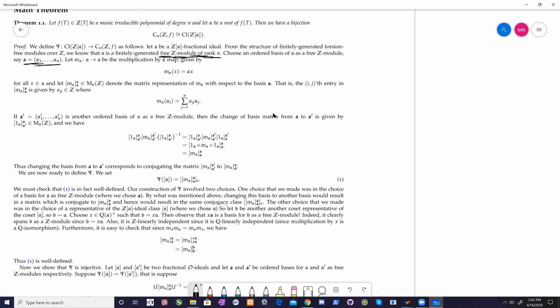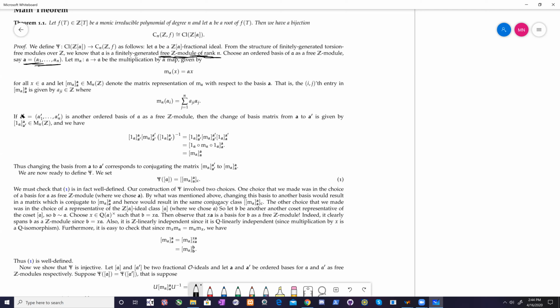Essentially, what this means is that the i, jth entry of this matrix is given by a sub j, i in Z, where this a sub j, i comes from this relation here. This is the usual matrix representation map that we do in linear algebra. And a sub j, i is uniquely determined since bold A is a basis, a linearly independent set of elements.